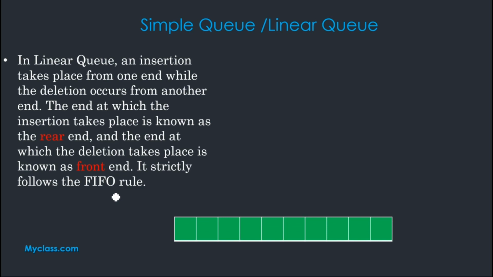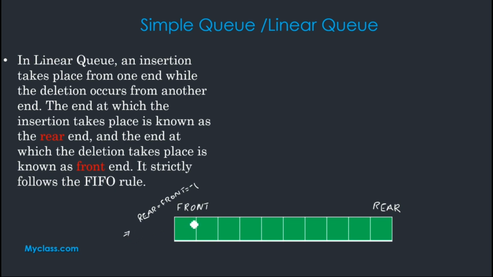It strictly follows the FIFO rule. The main concept of a queue is FIFO, first in, first out, which means whatever comes first is processed first. In a linear queue, that is the main concept. We all know that there are two ends, the front end and the rear end, in a queue. First of all, if the queue is empty, both front and rear are pointing to one side. Rear and front are equal to -1 when the queue is empty.